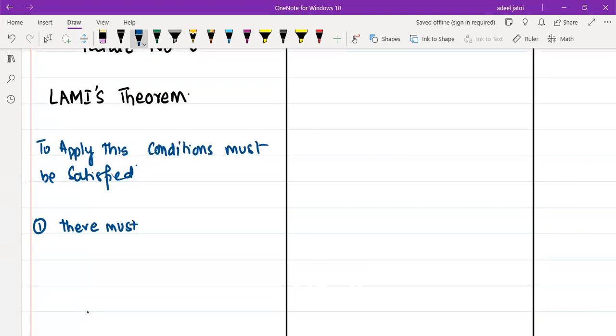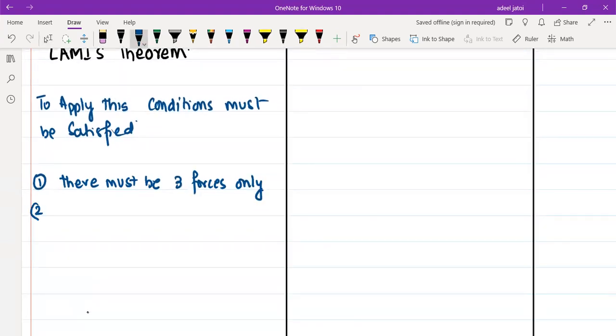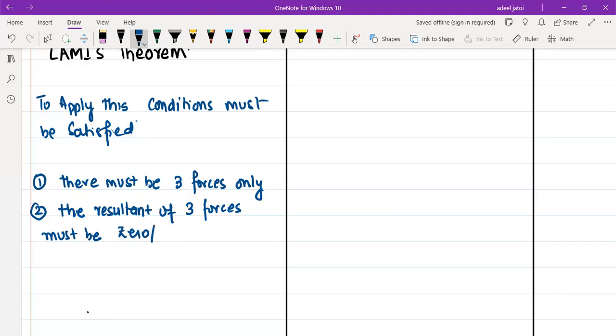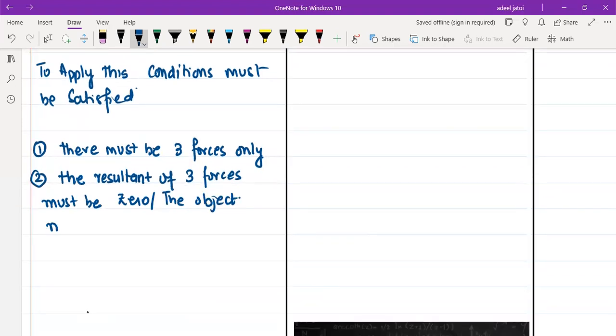There must be three forces only. Number two, the resultant of three forces must be 0, or the object must be in equilibrium. Right? So these are the two conditions.